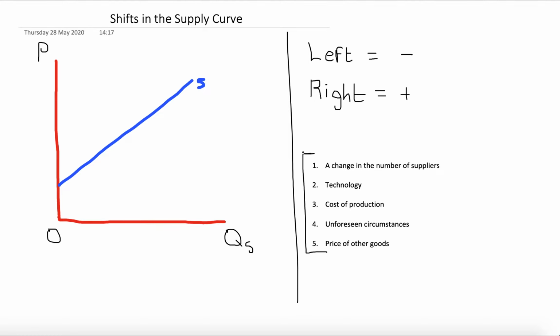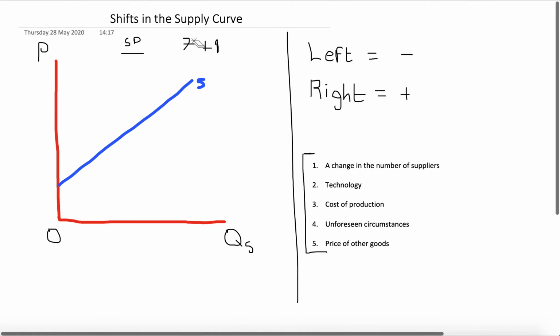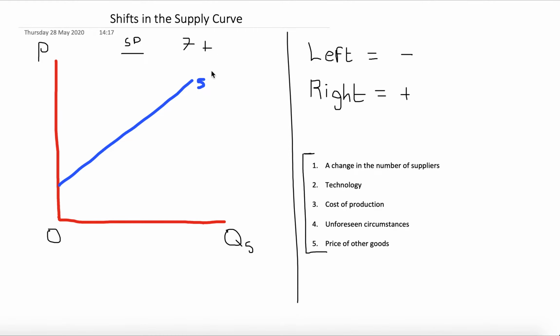Okay, so a change in the number of suppliers. So let's just say this is the market for soft drinks. Okay. And an extra producer enters the market. So there were 7 producers, and now we add an extra 1. Well, have a quick think. That's supposed to be a 1. Have a quick think. Do we think that the supply curve is going to shift to the left or to the right?